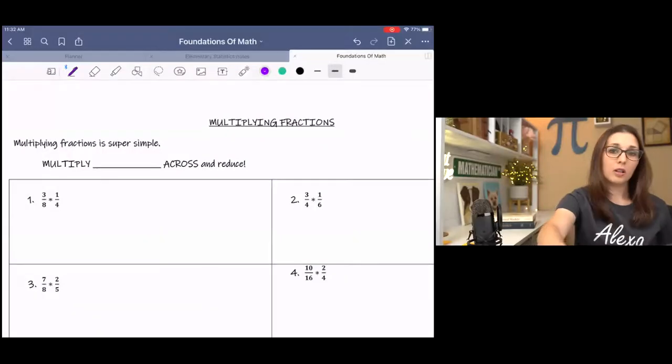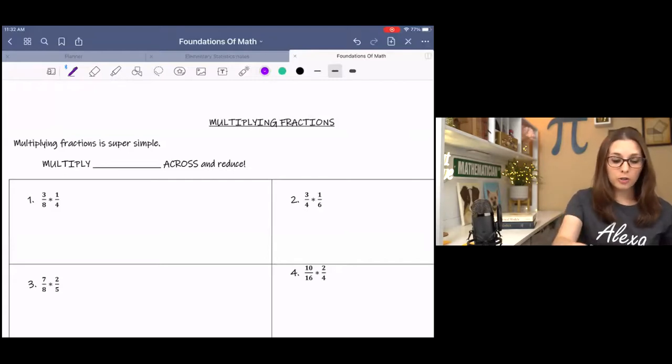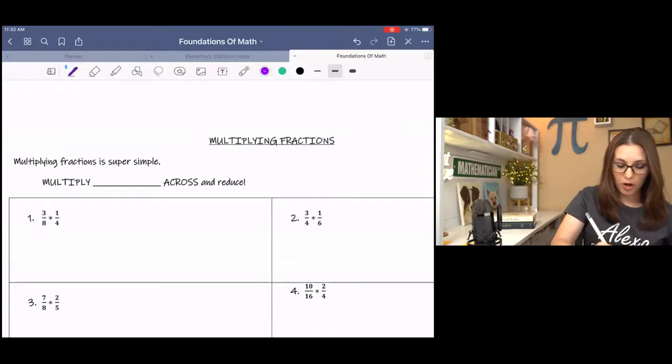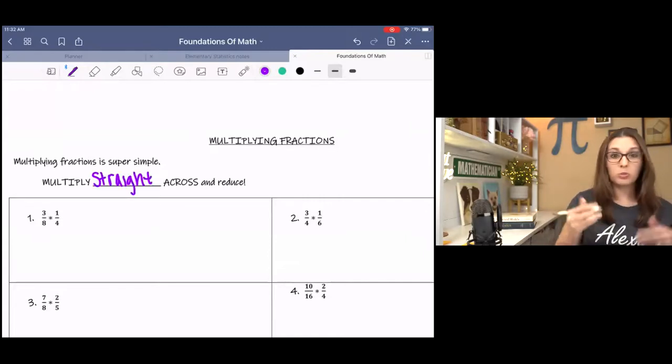In this lesson, you're going to be learning how to multiply and divide fractions. Long story short, multiplying fractions is really simple. All you have to do is multiply straight across and then simplify or reduce.